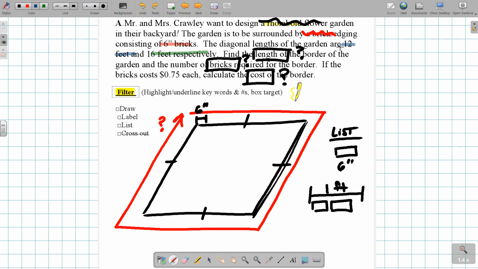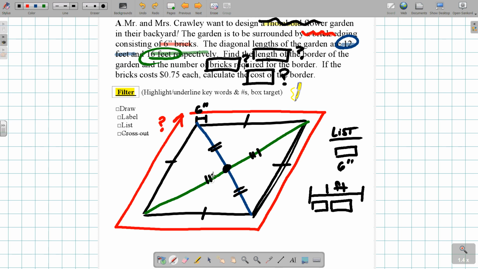You have 2 diagonals, a shorter one, which is 12 feet, and a longer one, which is 16 feet. Because it's a parallelogram, they're bisected. So I have 6 feet and 6 feet, 8 feet and 8 feet respectively. Draw, label, list, cross out.